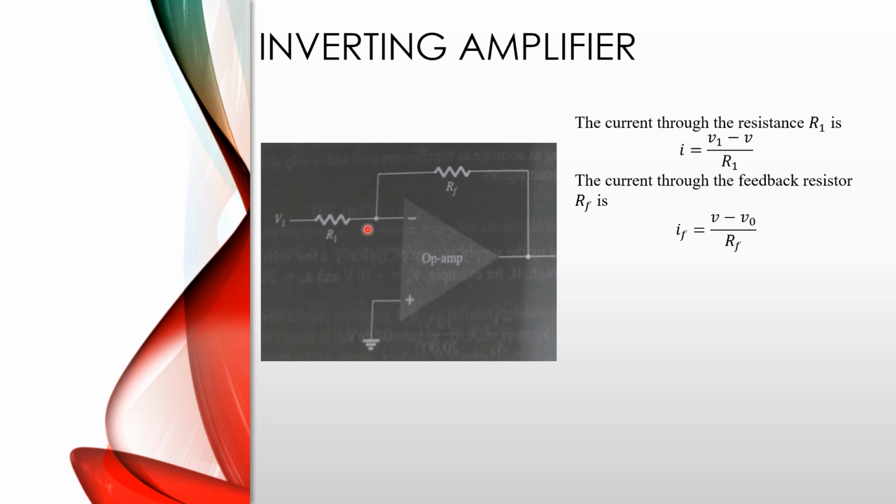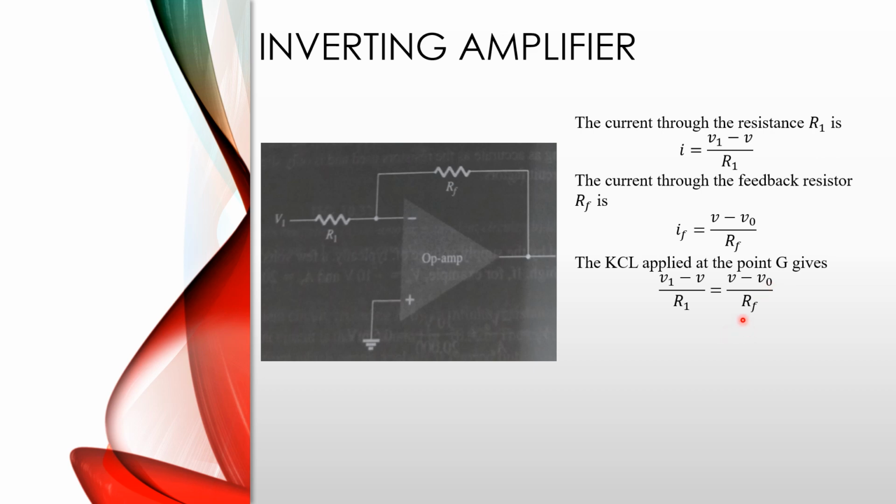Now we apply Kirchhoff's current law at this point. What does Kirchhoff's current law say? The entering current is represented by a positive sign and the leaving current is represented by a minus sign with respect to this point. That means if we apply KCL at this point, we get V1 minus V divided by R1 minus V minus V0 divided by RF equals 0, that is V1 minus V divided by R1 equals V minus V0 by RF.